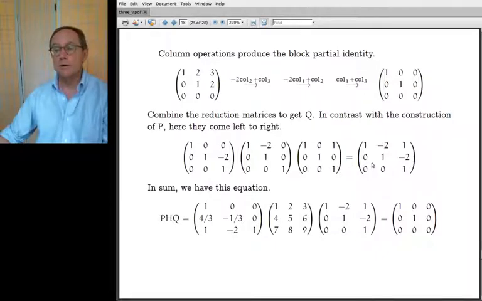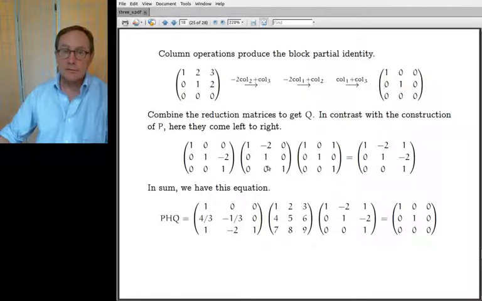You see it over here. The only trick here is that in contrast with the construction of P, they go left to right. Minus 2 column 2 plus column 3 goes to the left. Minus 2 column 1 plus column 2 goes next leftmost. And then column 1 plus column 3 goes next leftmost. Because you see, here's the H right here. So this is the first thing done to H. This is the second thing done to H. This is the third thing done to H. So that's why they go left to right, whereas the matrices in the other half go right to left. So nearest H, next nearest, next nearest.